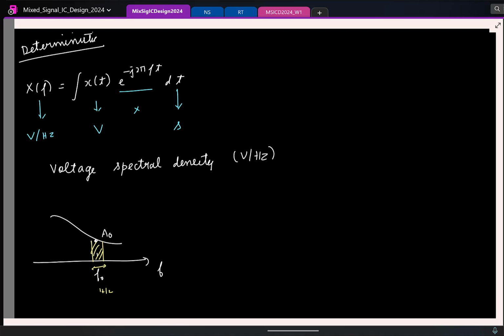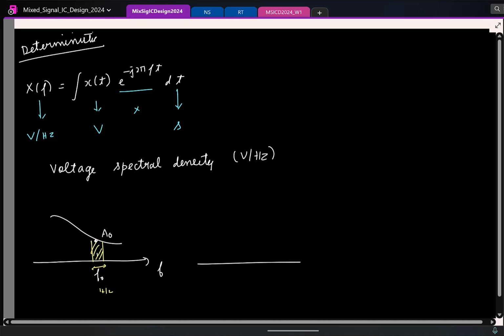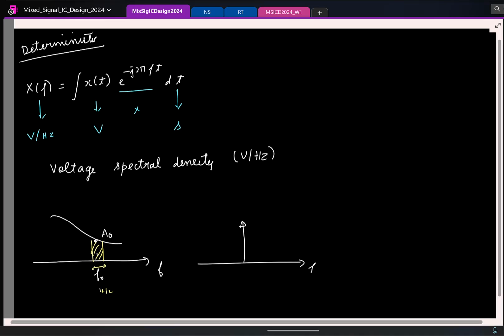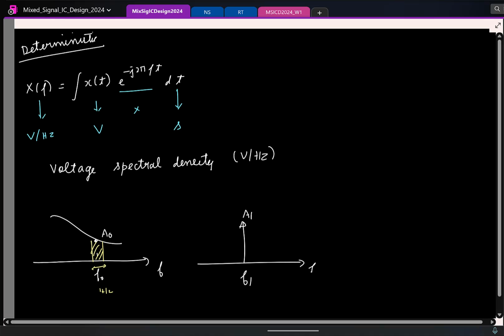It's like a probability density function. Just because my PDF is non-zero at a particular point doesn't mean the probability at that point is non-zero. In fact, single point probability is 0, right? So here also, unless you have an impulse, you cannot say that my signal has a sinusoid. If I have an impulse, then I know for a fact I have a sinusoid at a frequency f1 with a strength A1. The area of this impulse is the amplitude of the sinusoid.